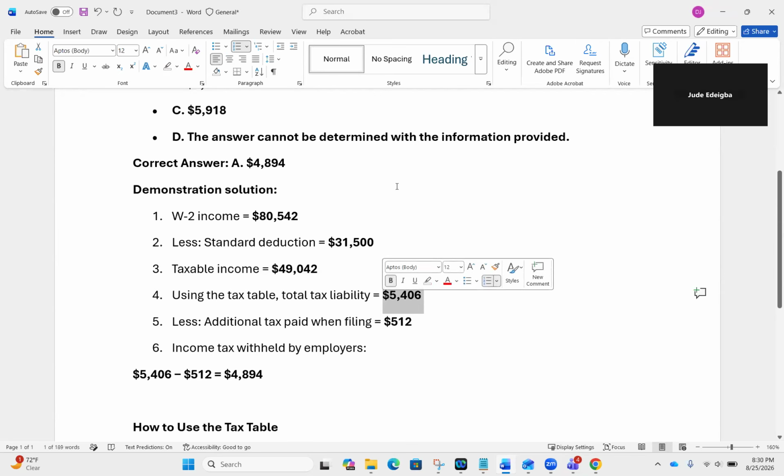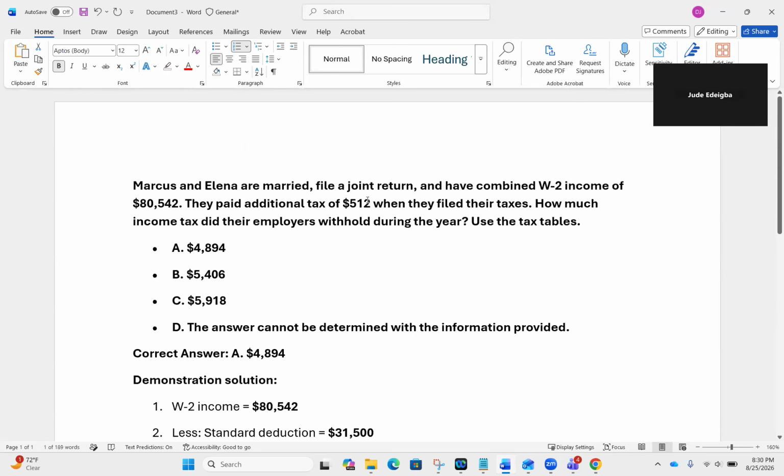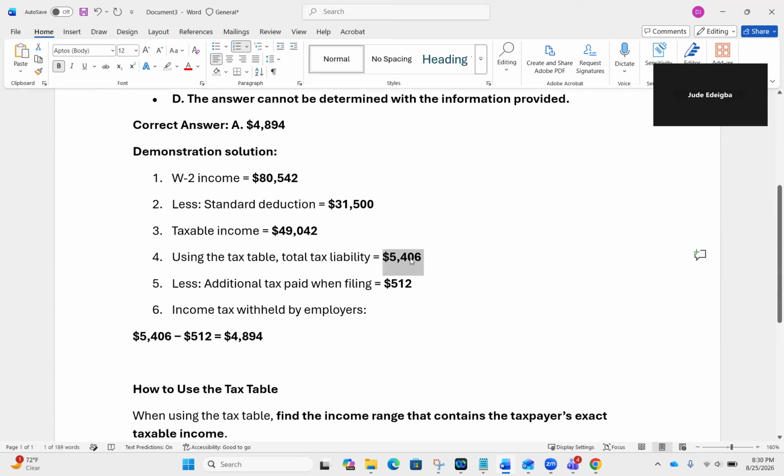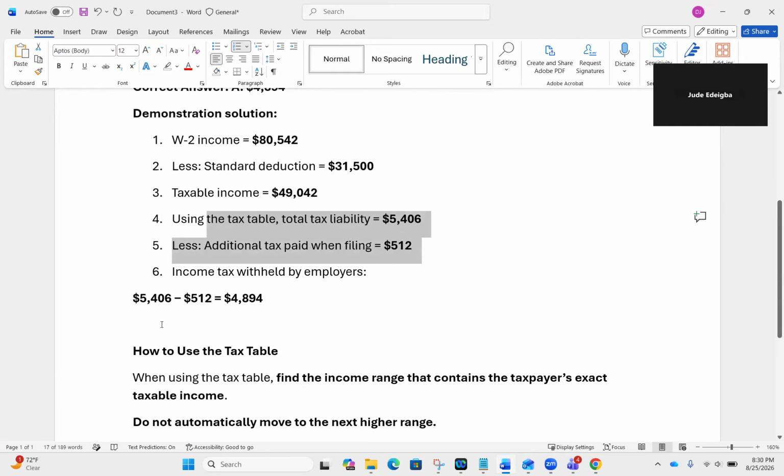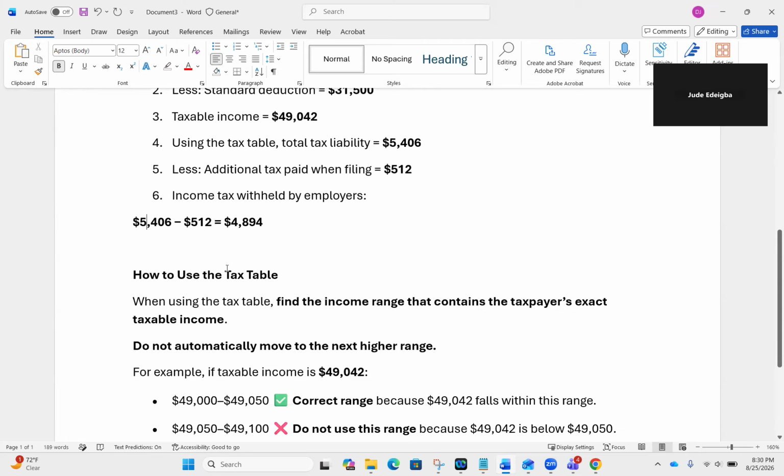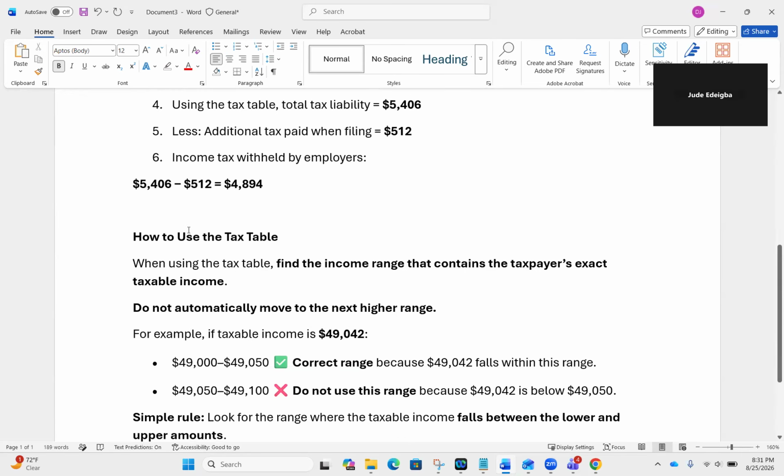Now, if we say they pay additional $512, we will less that from this tax liability. When you determine that, then you will know how much has been withheld by the employers. So that's what you have here, which is $5,406 minus $512, which equals $4,894. This will literally help you when you look at question number 5 on the homework that I gave to you.